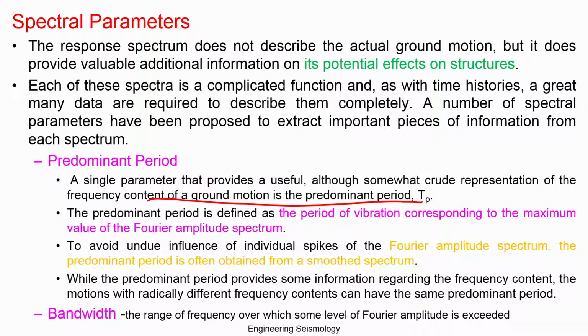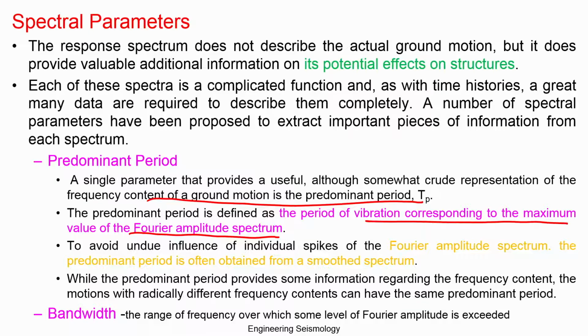The predominant period is defined as the period of vibration corresponding to the maximum value of the Fourier amplitude spectrum. If you get a Fourier amplitude spectrum, the period corresponding to the maximum value is called the predominant period. To avoid undue influence of individual spikes of the Fourier spectrum, the predominant period is often obtained from a smoothed spectrum. While the predominant period provides some information regarding frequency content, motions with different frequency content can have the same predominant period. The bandwidth is the range of frequency over which some level of Fourier amplitude is exceeded.